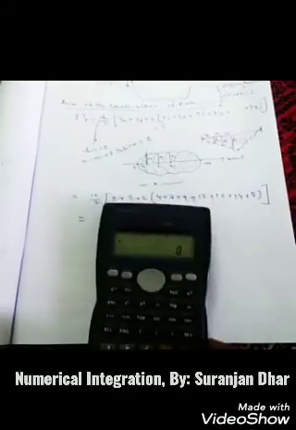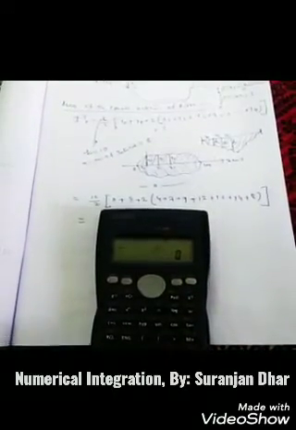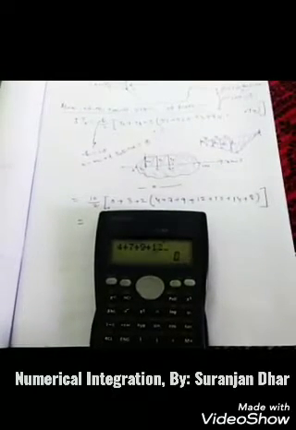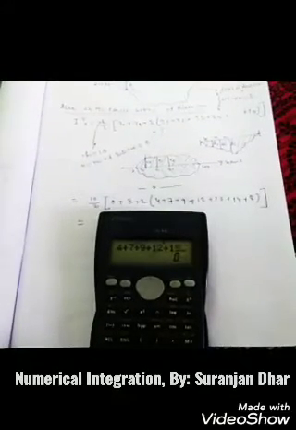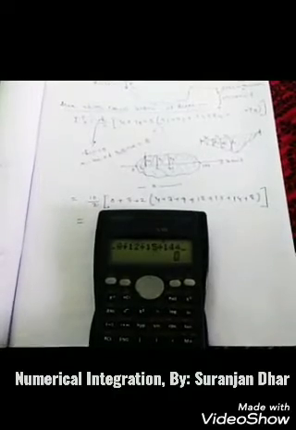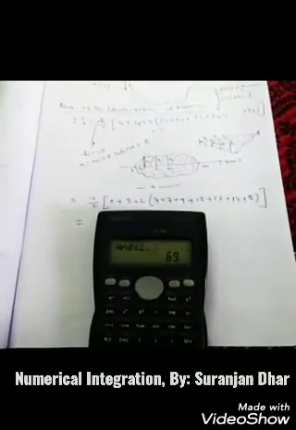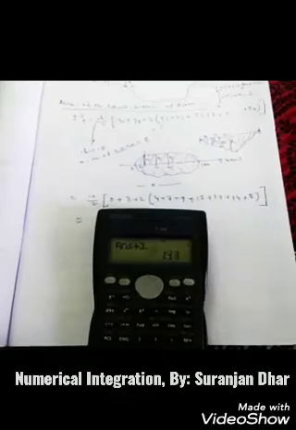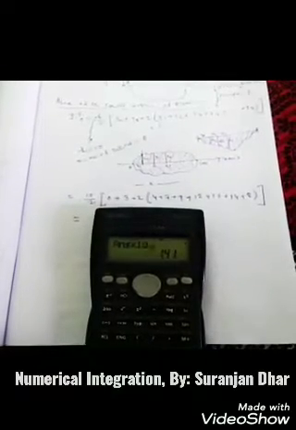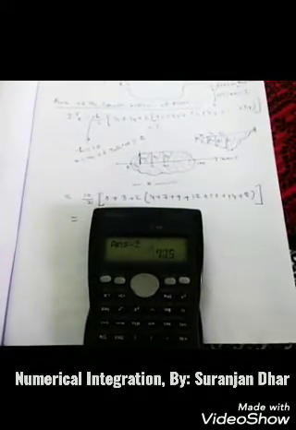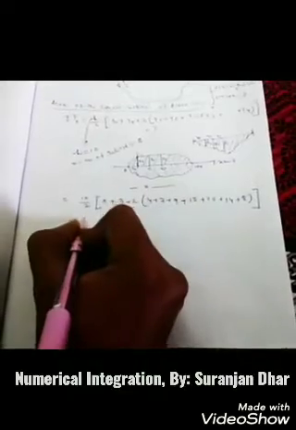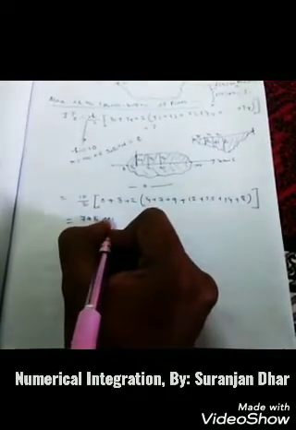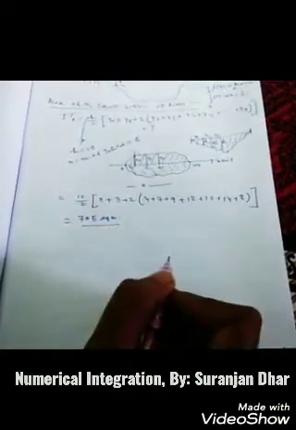Using a calculator, 4 plus 7 plus 9 plus 12 plus 15 plus 14 plus 8, all multiplied by 2, plus 3, then into 10, divided by 2. So the cross sectional area of the river is 705 square meter. So it is easy enough.